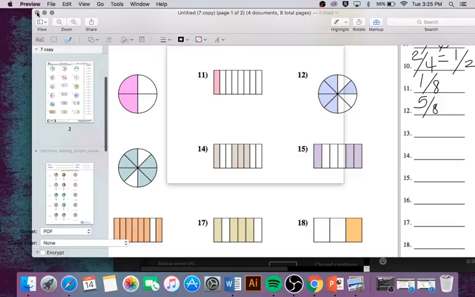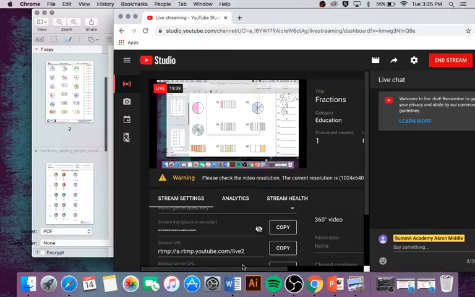we can make this a stopping point for today, and then next Tuesday we will go ahead and start with adding and subtracting fractions with common denominators.